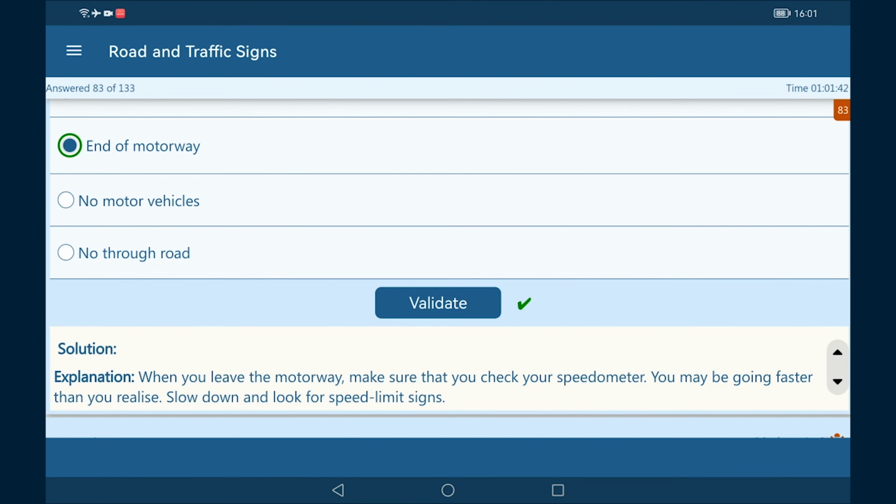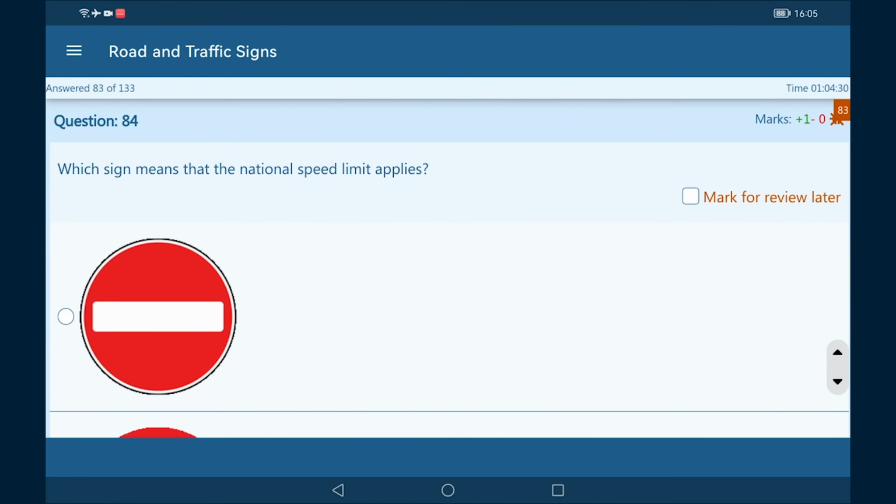Explanation. When you leave the motorway, make sure that you check your speedometer. You may be going faster than you realize. Slow down and look for speed limit signs.